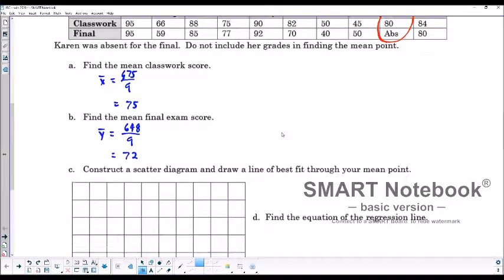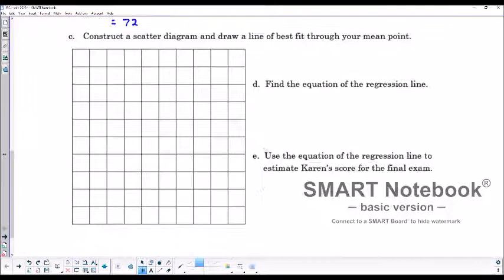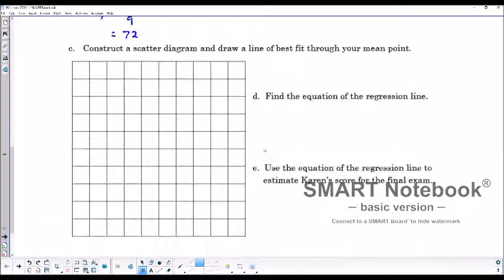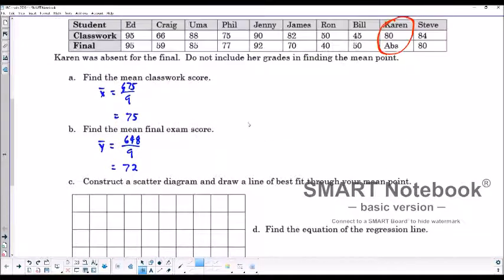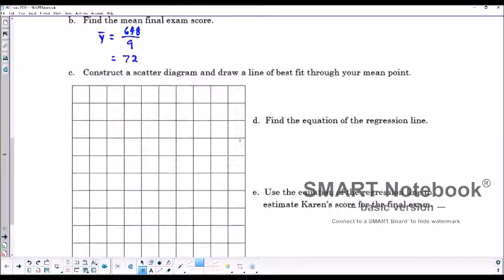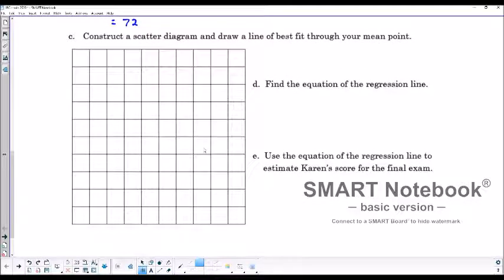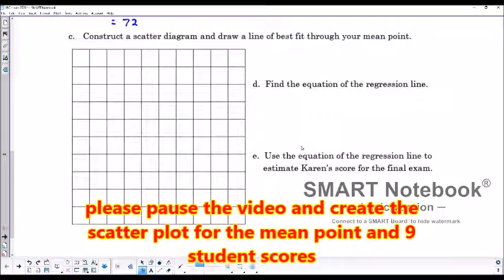Okay, so we're going to now draw the scatter plot, and I'm going to be setting up the axes, the scale on the axes. I'll plot all the points, and then I'll plot the mean point, and then we will draw the line of best fit through that mean point before we continue. Okay, so I'm just going to set up the scale here for a second. So I will pause the video briefly, and we'll come back to you in a second.